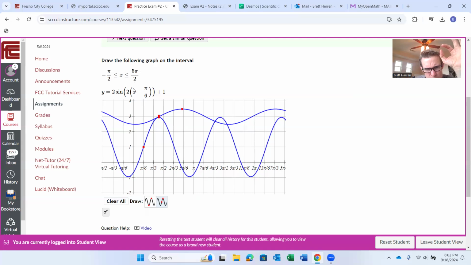How to get that? 2 pi over b. B is 2 here. 2 pi over 2 is pi. So if you take pi over 6 and you add pi, you get 7 pi over 6. Pi over 6, add pi.